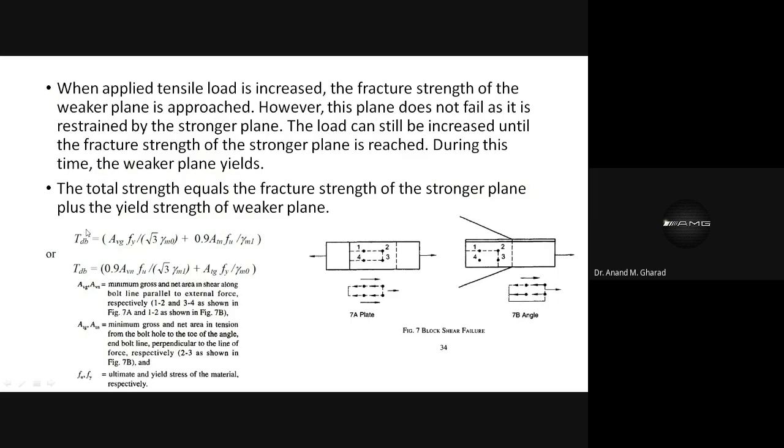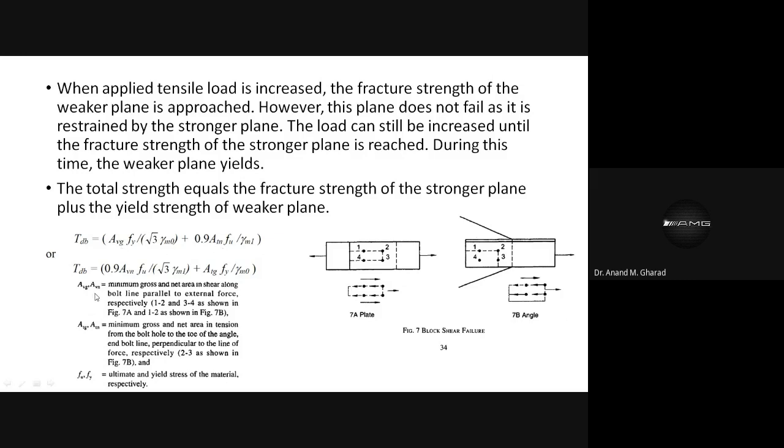तो उन्होंने क्या किया है देखो, the block shear capacity which is represented by TDB. TDB is known as design block shear capacity. What it says: AVG into Fy divided by root 3 gamma m0, plus 0.9 times ATN into Fu divided by gamma m1. So we should understand what these terms are, AVG, ATN.